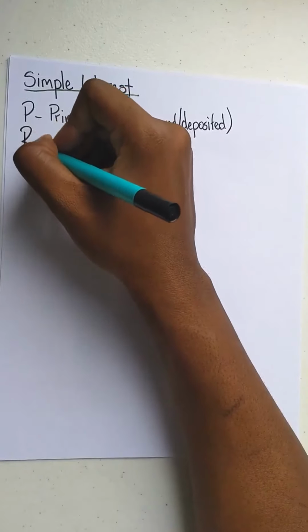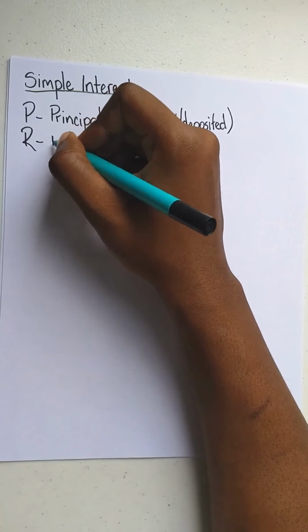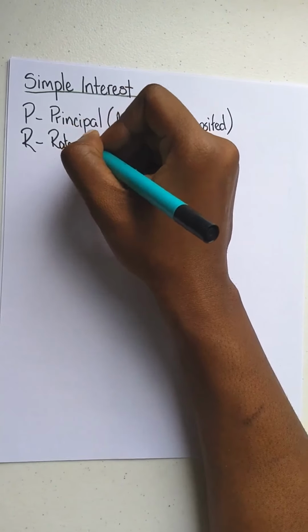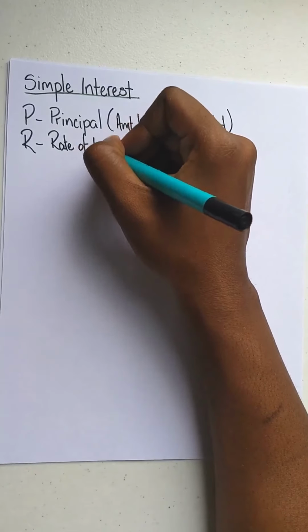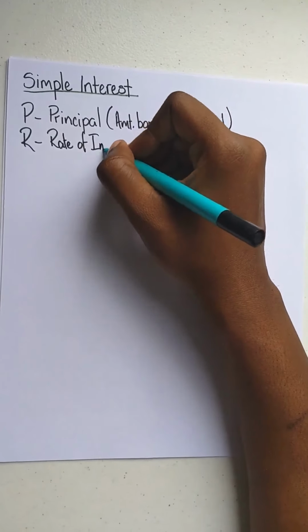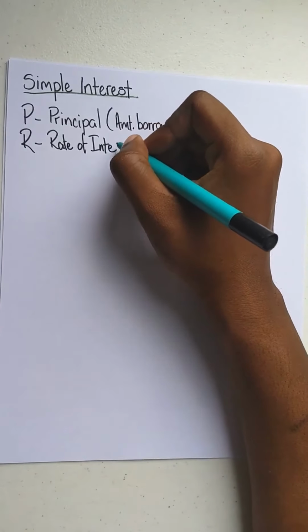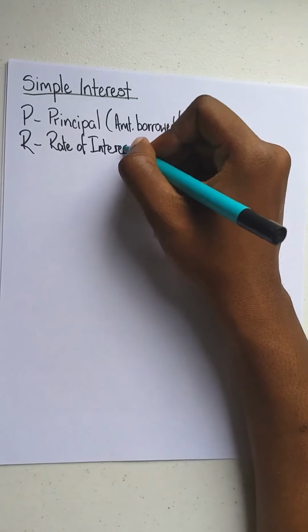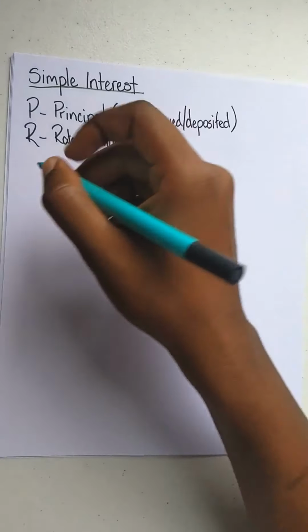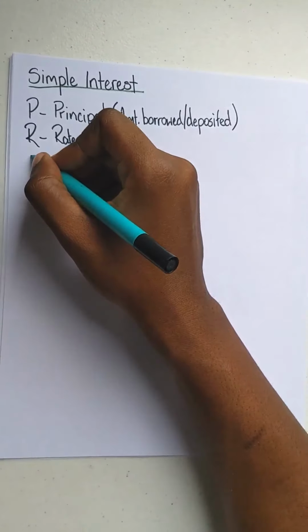The next thing that's involved in every calculation is some rate of interest, usually expressed as a percentage, and it is going to be applied yearly. And then thirdly, simple interest considerations must involve some period of time. And for our calculations, that time is measured in years.